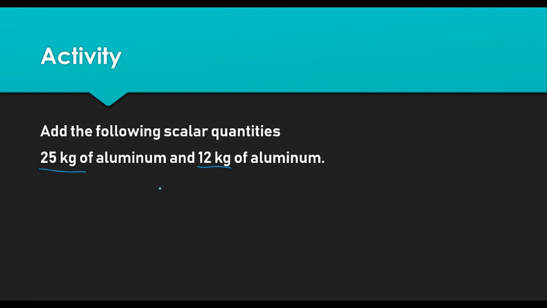So we'll say 25 kilograms plus 12 kilograms. Normally, to add, we'll start with our ones column. So we'll say 5 plus 2 is 7, 2 plus 1 is 3, and we'll keep our units. So this is how we'll simply add scalar quantities. We'll just use normal methods of arithmetic to find the combined effect of similar scalar quantities.